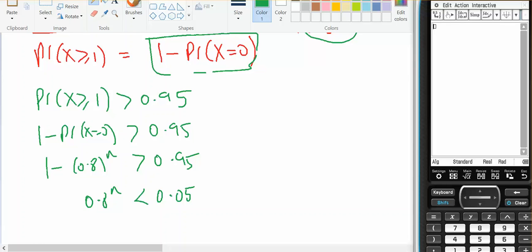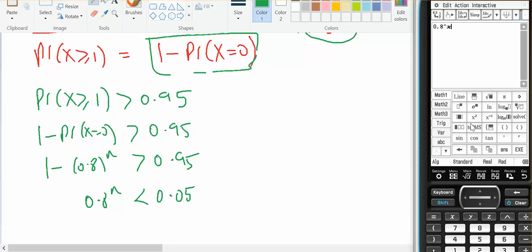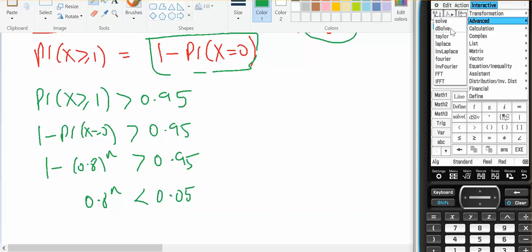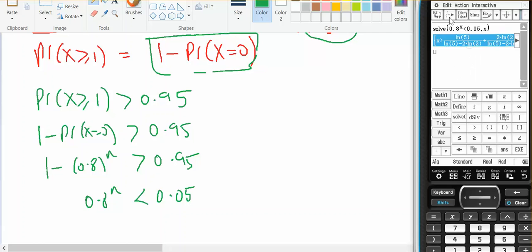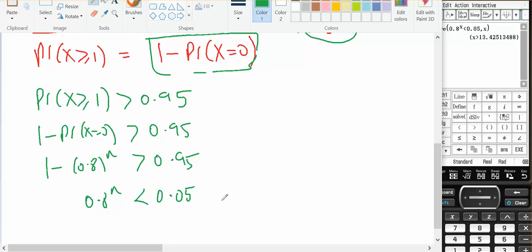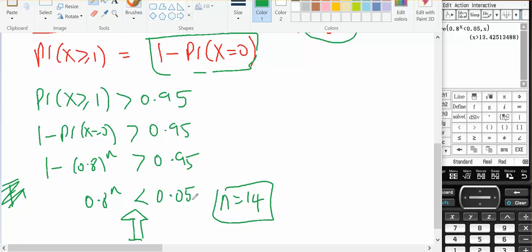And if I do that, I've got 0.8 to the power of x is less than 0.05. Solve for x. X is bigger than 13.42, therefore n equals 14. Now, in this particular case, I needed a calculator to solve this, but if it was a tech-free question, the numbers would be a little bit easier to solve.